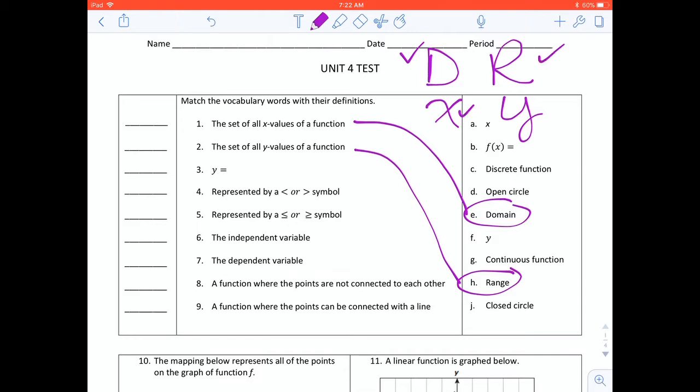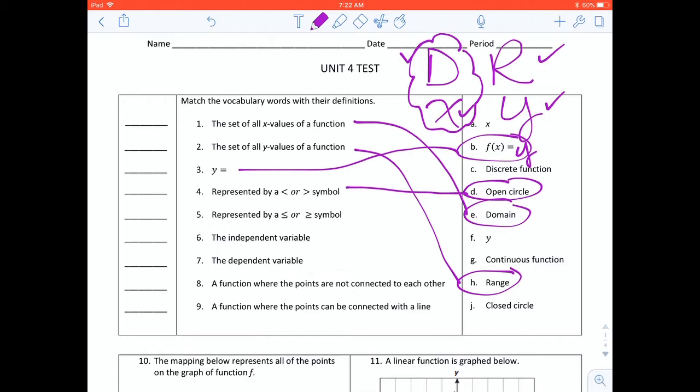Y equals, another way of saying f of X equals Y, so there's our Y equals, represented by a less than or greater than inequality symbol. Well, that would be an open circle, and a closed circle, meaning it's bubbled in, means that you can include what you're talking about, so it has a little equal sign with it.